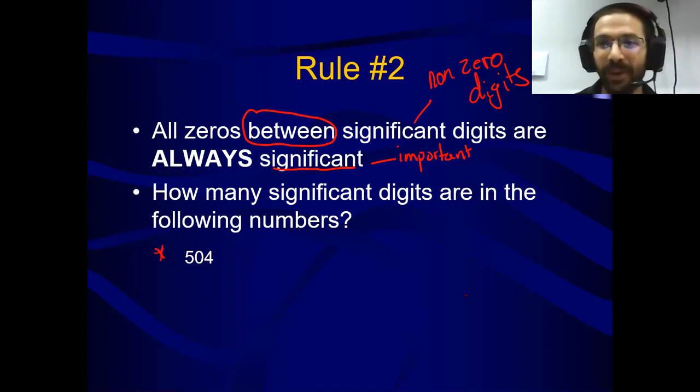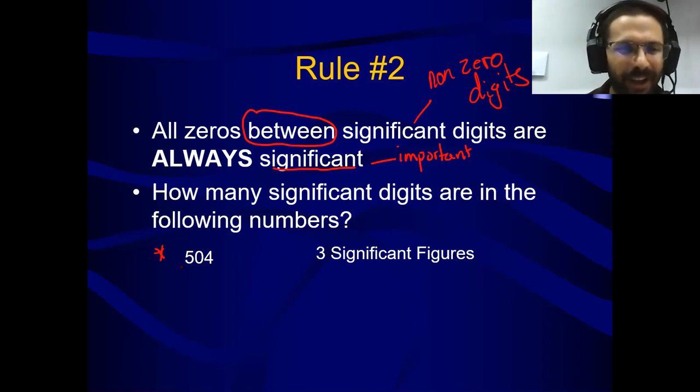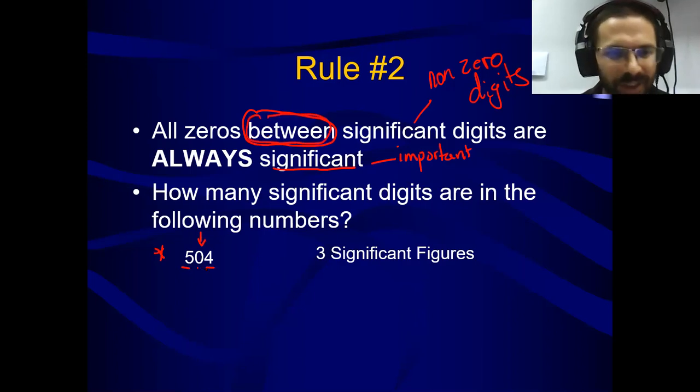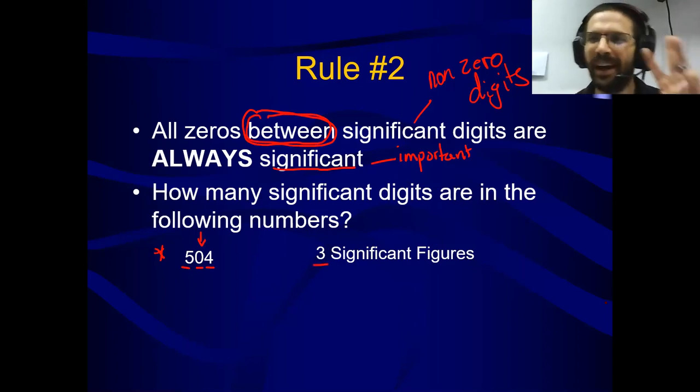What is your answer? What are you thinking? So I see a total of 3. Could all three be significant? Let's see. Yeah, all three are. So we have 5 and 4, which are always going to be significant. The 0 is between the significant digits, so 0 is significant as well. Therefore, we have 3 significant digits.